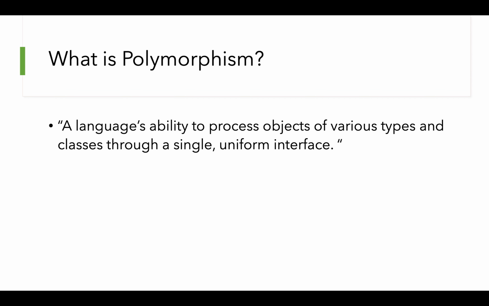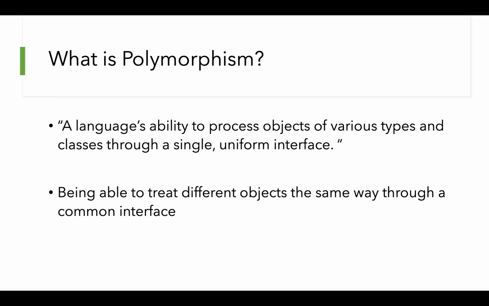I just got this definition online from a website, and what they said polymorphism was is a language's ability to process objects of various types and classes through a single uniform interface. This might seem like a lot of buzzwords, but to put it in layman's terms, the idea of polymorphism is being able to treat different objects the same way through a common interface. And we'll focus on this word right here, interface, and we'll go into detail in a second about what that means.